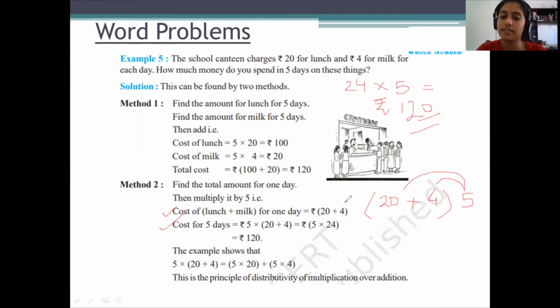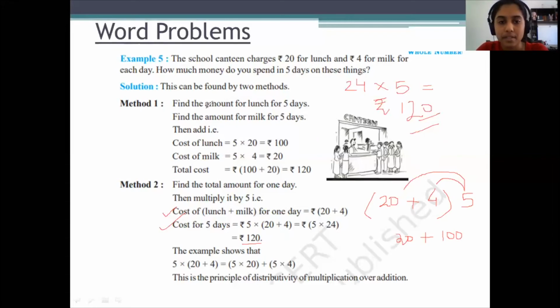Write 5 on the left hand side. It's much better. So 5 into 4 is 20 and 5 into 20 is 100. So you get your total as 120. So here we're using distributive property.